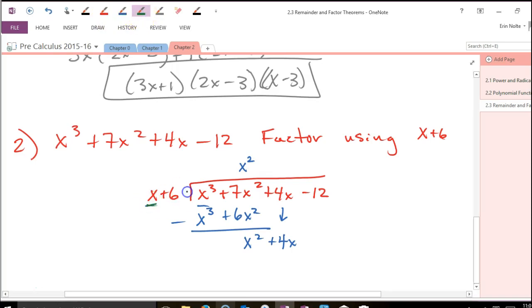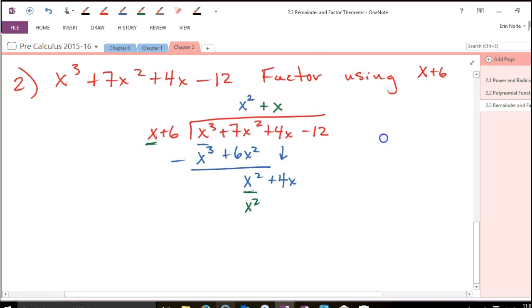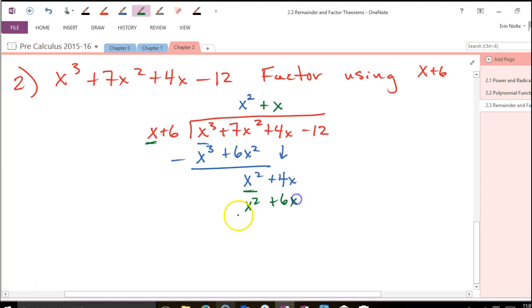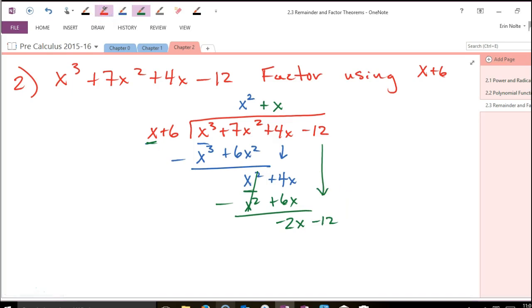Moving on, if I compare the x to the x squared, what do I have to multiply x by to make it x squared? X. So I take x and I multiply it through, so I have x times x, which is x squared, and I have x times 6, which makes 6 x's, and then I subtract. So when I subtract, the x squareds go away, and my linear term becomes 4 minus 6 is negative 2x. So then I drop the next term, so I have a minus 12 at the end of this, and I get to play one more time.